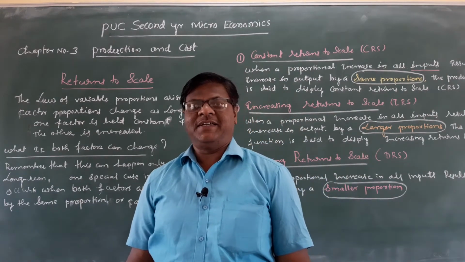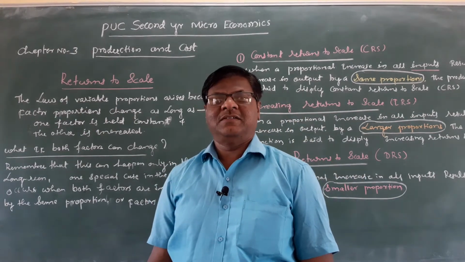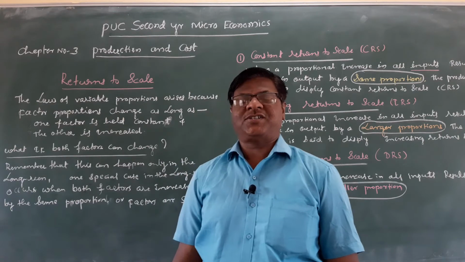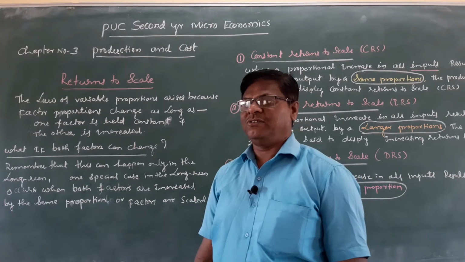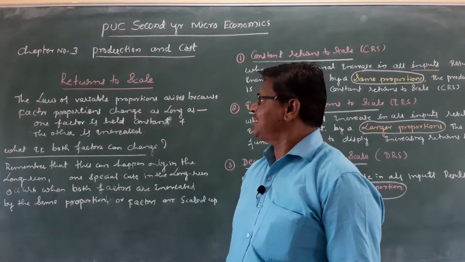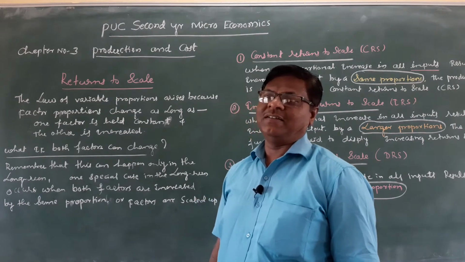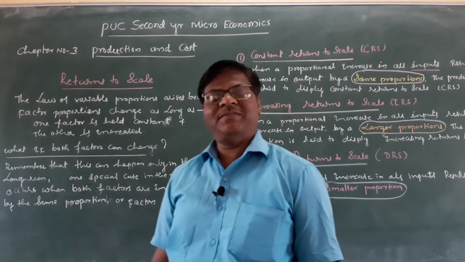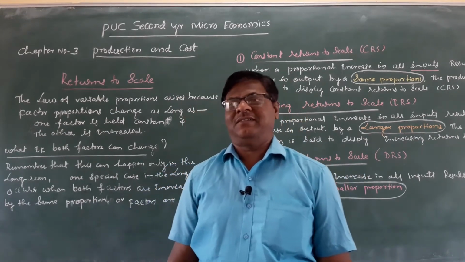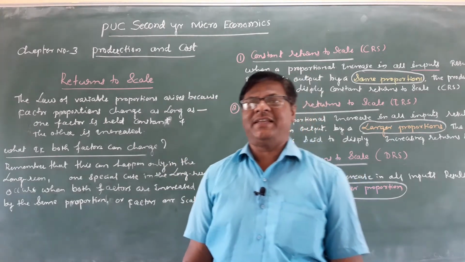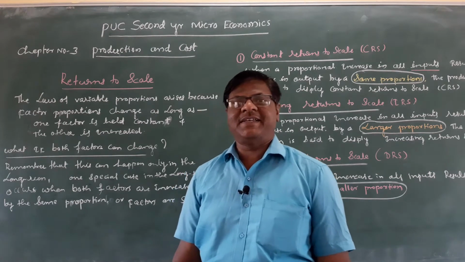Today let us study chapter number 3, that is theory of production and costs. In production and costs, today let us study the returns to scale. There are three types of returns to scale. They are constant returns to scale, increasing returns to scale, and the third one is decreasing returns to scale.